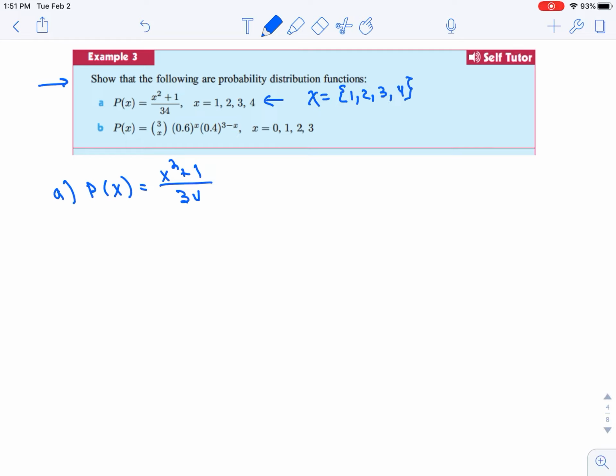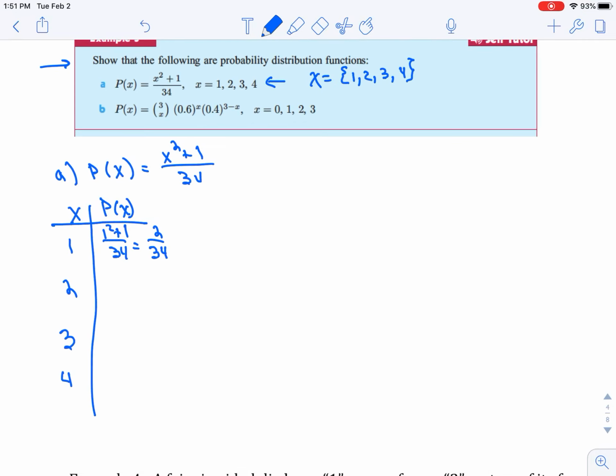So if I'm going to set up a table for this, I could have my x values here, and then my possible outcomes, 1, 2, 3, and 4, and I'm just going to sub into that probability formula. The probability that x equals 1 is going to be 1 squared plus 1 over 34. So that's going to be 2 over 34. I can reduce that in just a minute, but I'm just going to leave it like that for a second because we want to be able to show that it is a probability distribution. It'll be easier if it's not simplified.